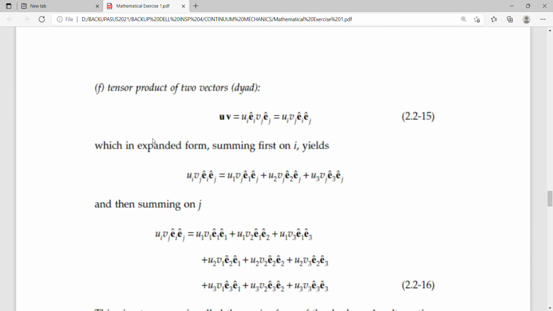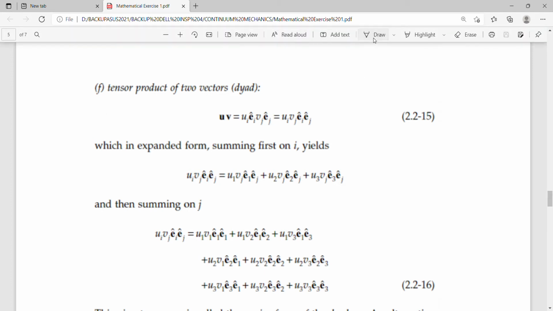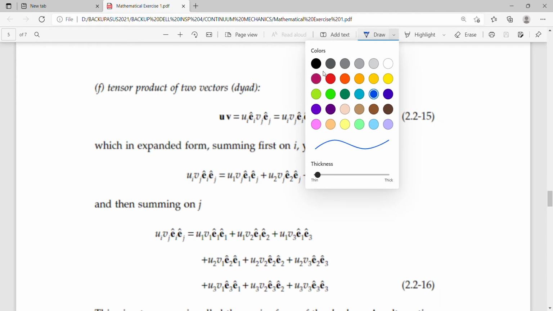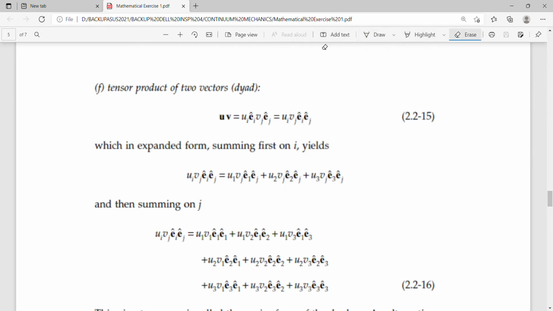Okay, so for this particular case wherein a tensor product of two vectors is presented, the resulting quantity is actually referred to as a dyad.